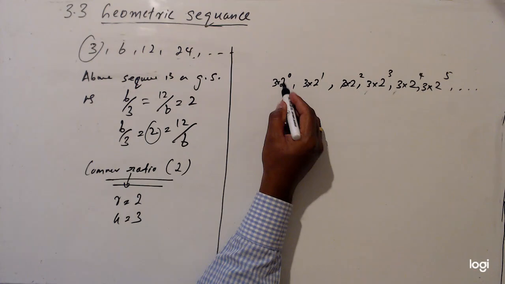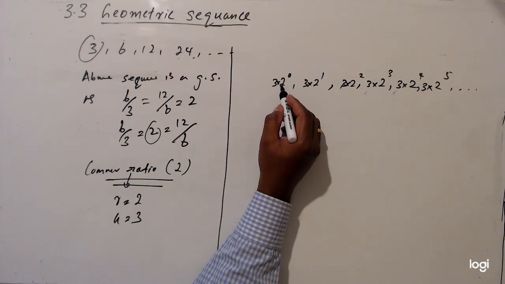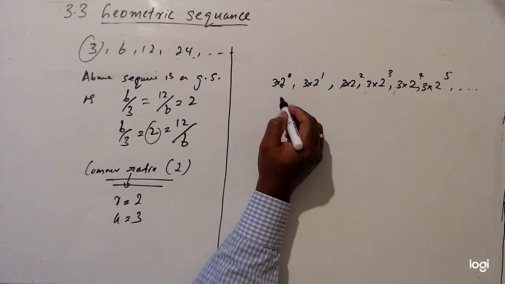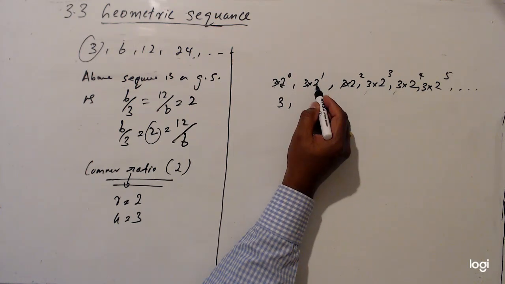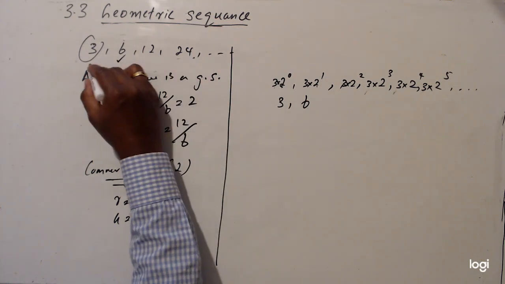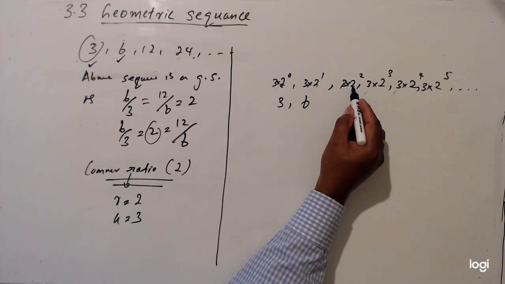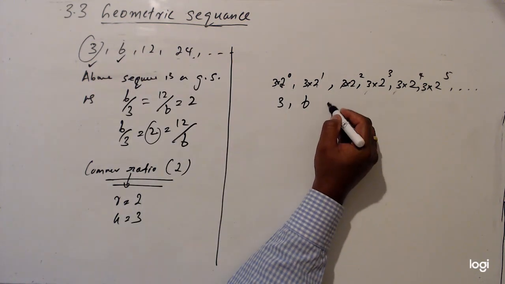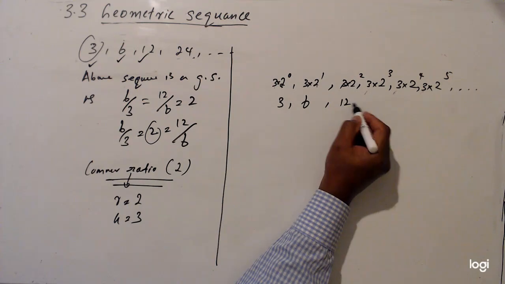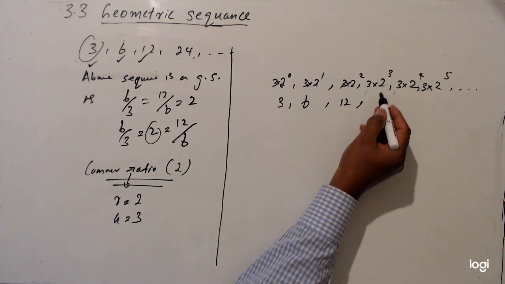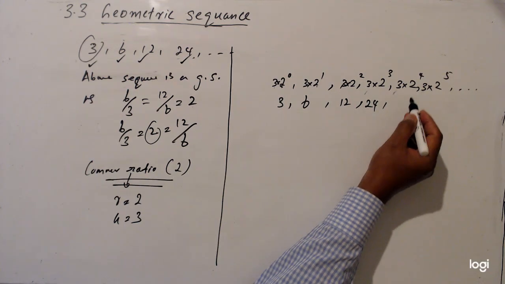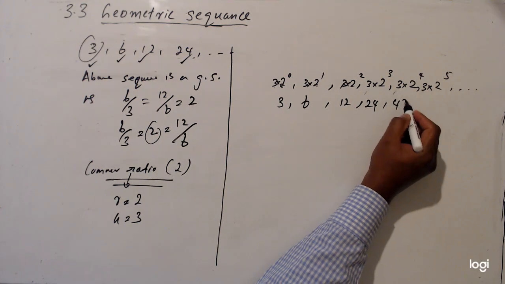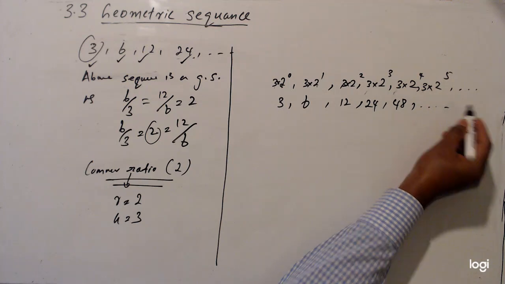So 2 to the power 0 is 1. 1 times 3 is 3. 2 to the power 1 is 2. 2 times 3 is 6. And 2 squared is 4. 4 times 3 is 12. And this is 8 times 3, 24. And this is 16 times 3, 48. So likewise.